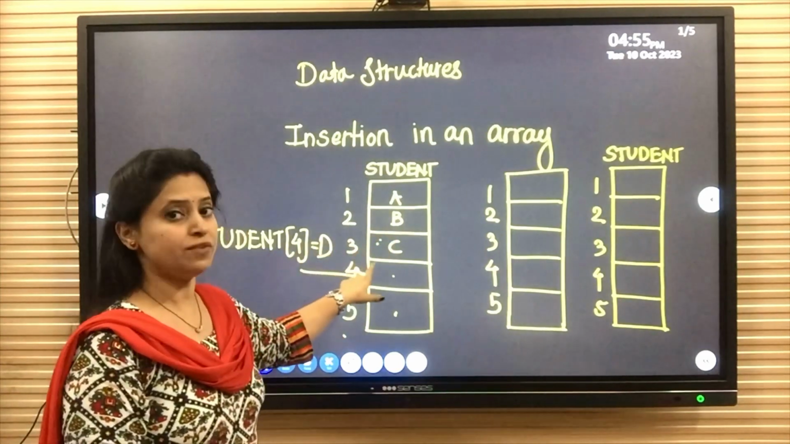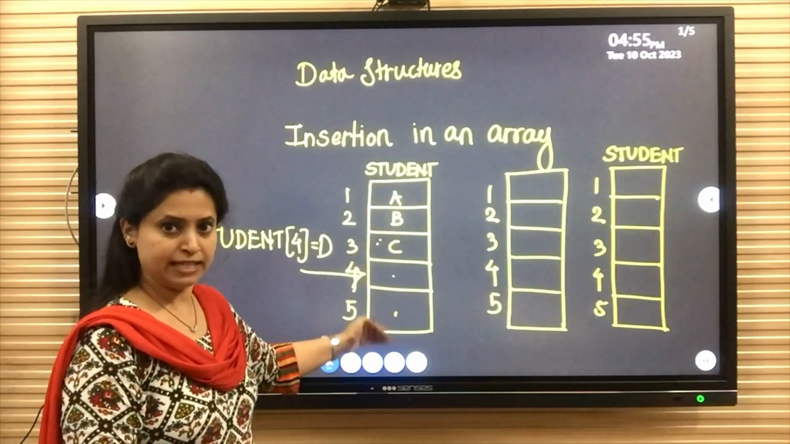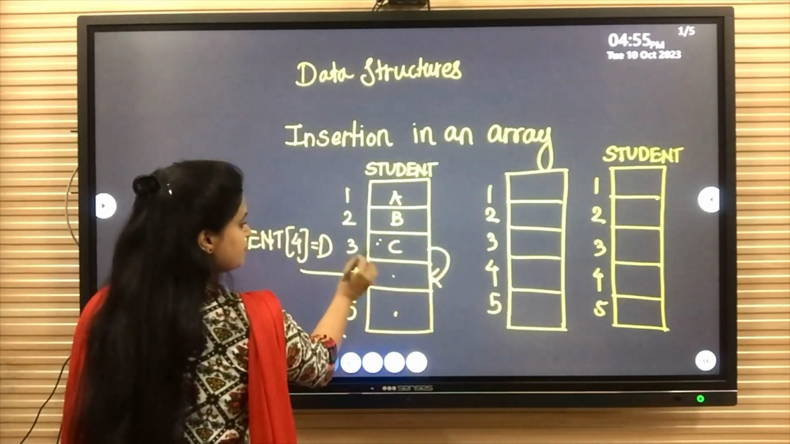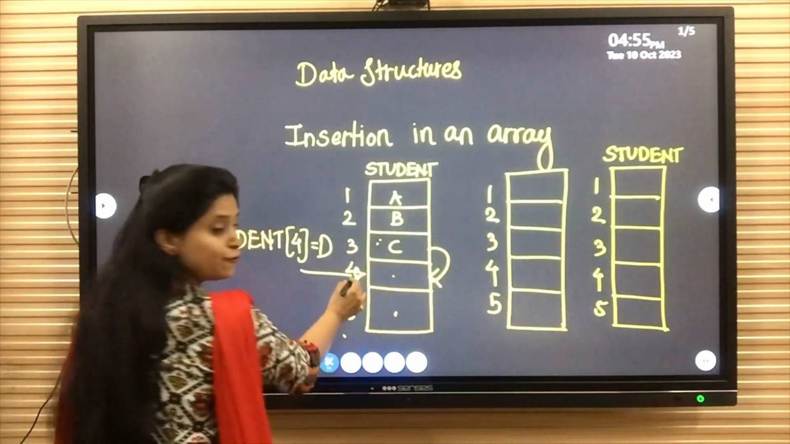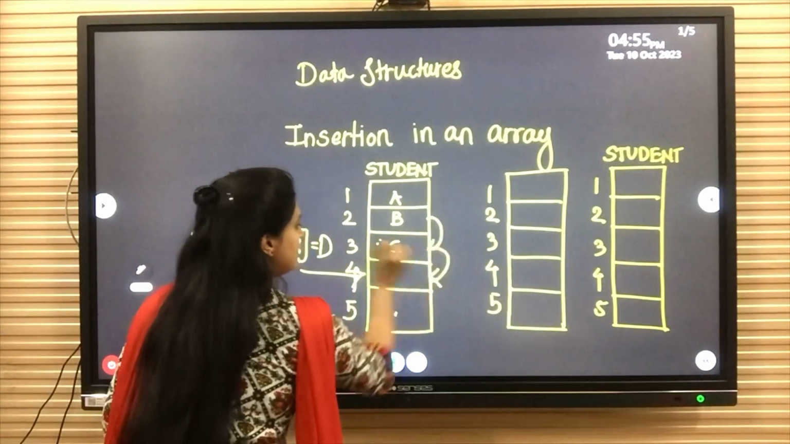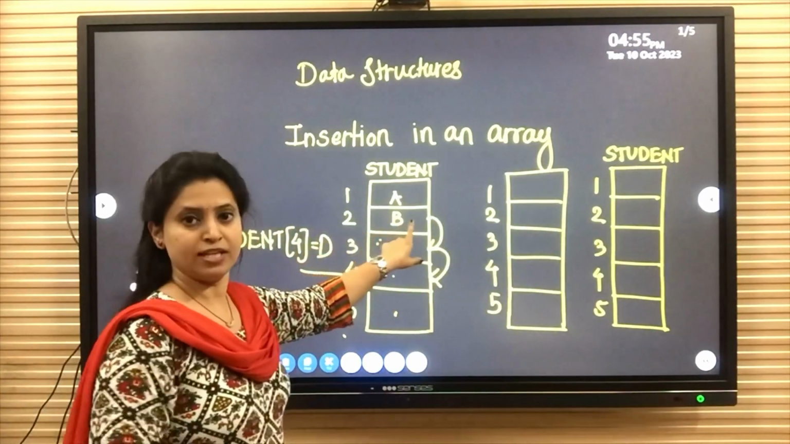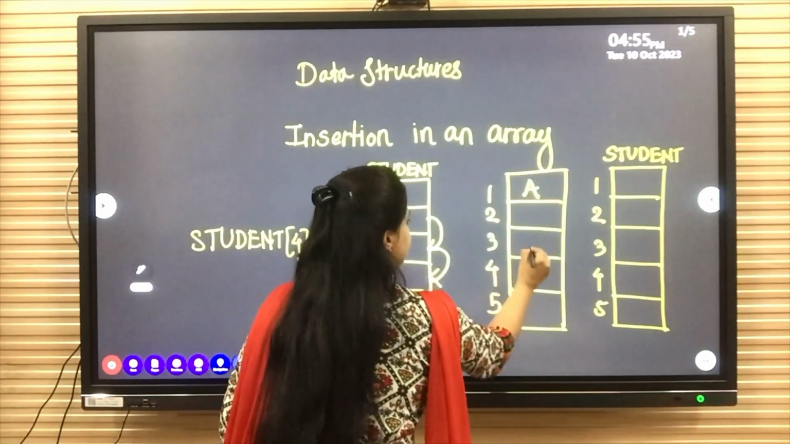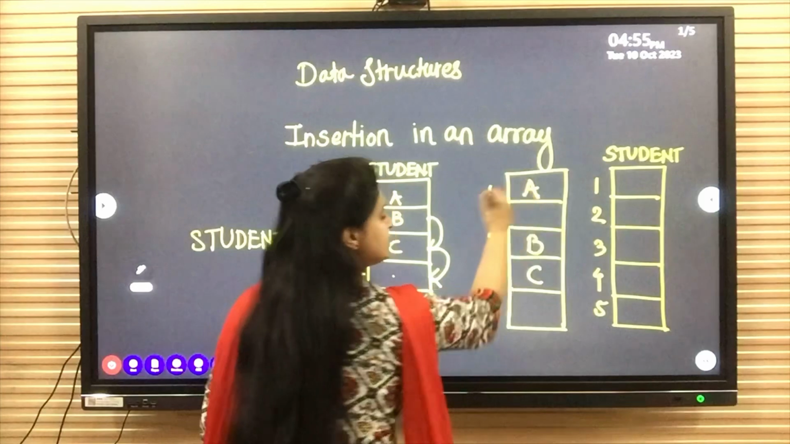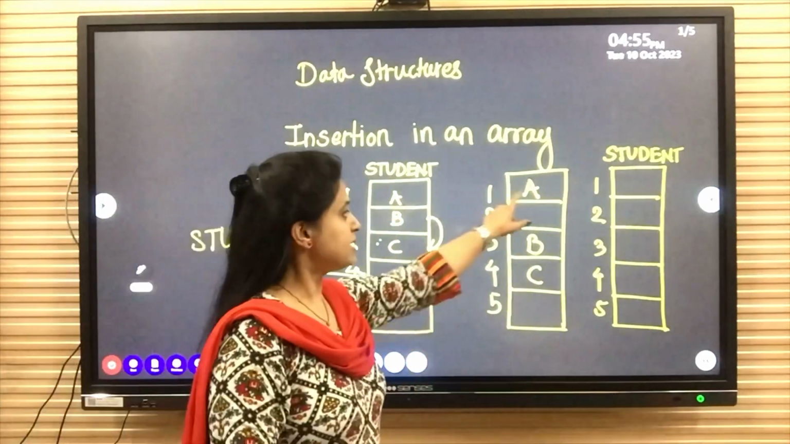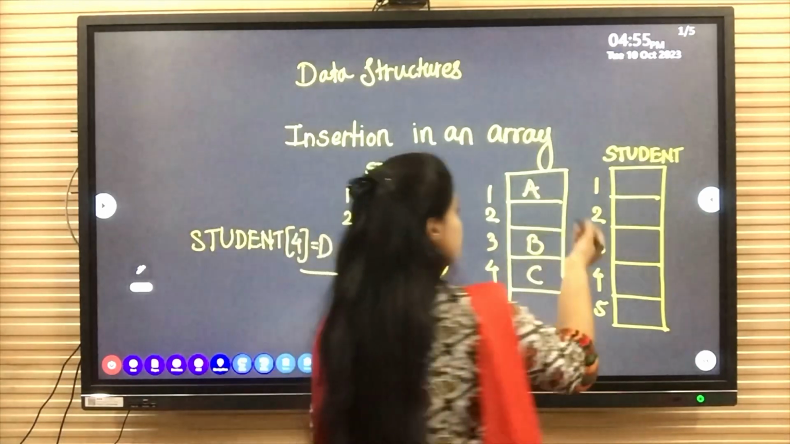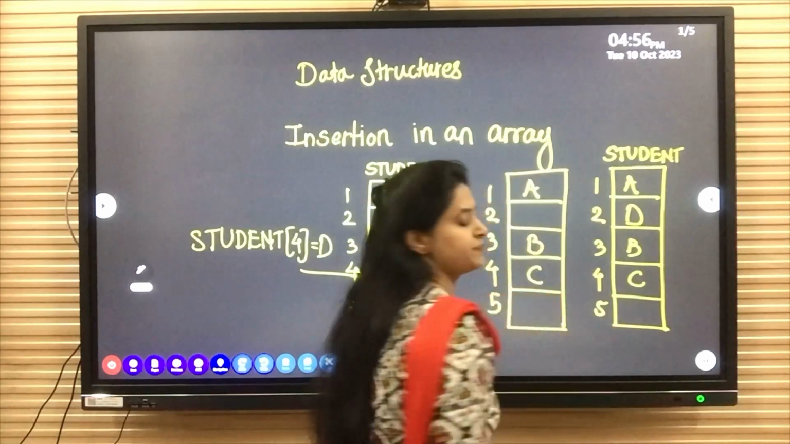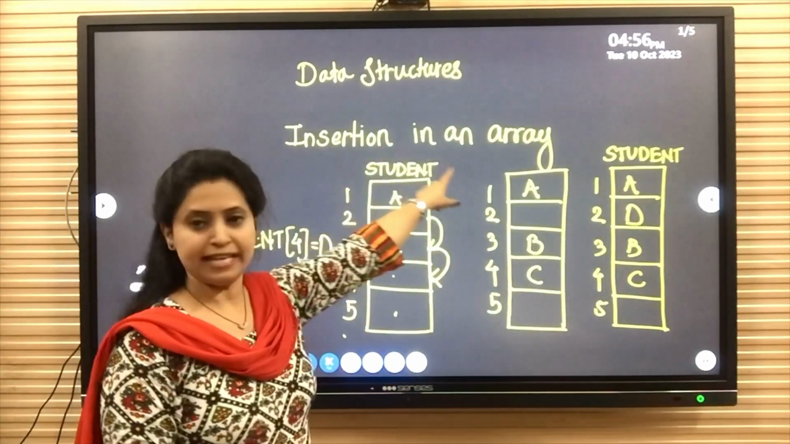So in that case what do we have to do? First of all we have to shift the elements downside. Means we have to take the element C to the 4th place. Then we have to move the element B. And now we are having a place for the new element. So now this array will be A and then here I am having B and C and this place is vacant. So now if I assign student of 2 is equal to D, then I get this array as A, D, B and C. So this is insertion in an array.